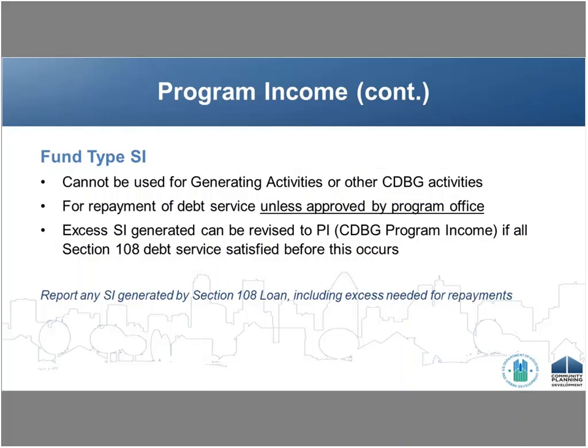So remember, this cannot be used for any generating activities or other CDBG activities, and the repayment of debt service is the primary purpose unless it is approved by our office. And again, if you have excess SI generated, we can revise it to program income so it's not lost. We just have to work through a revision process on the receipt to allow that to be used as regular PI.